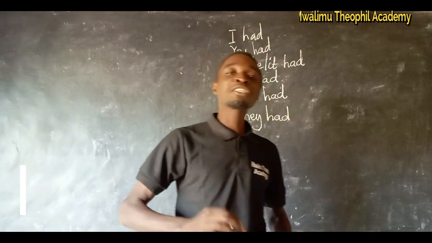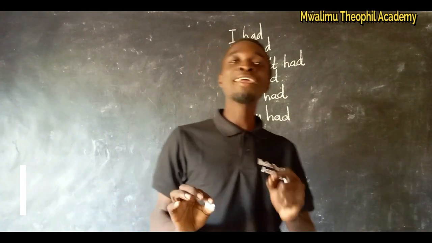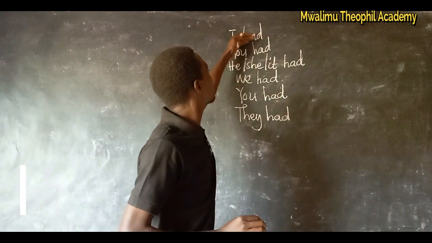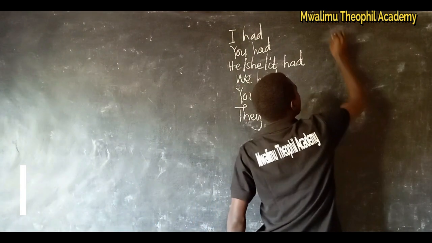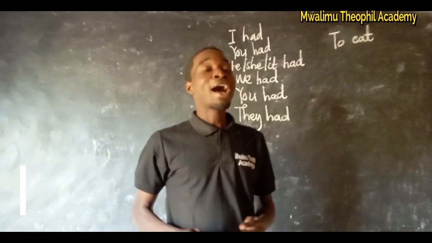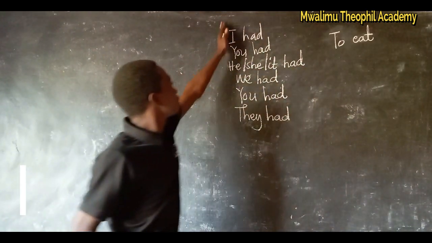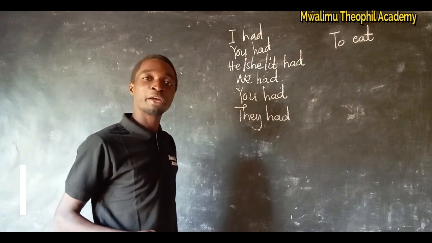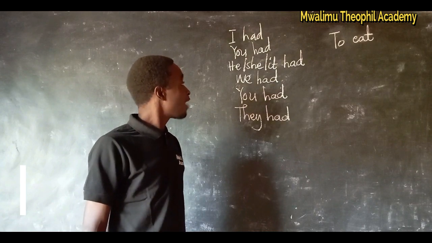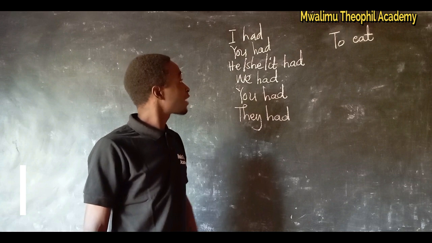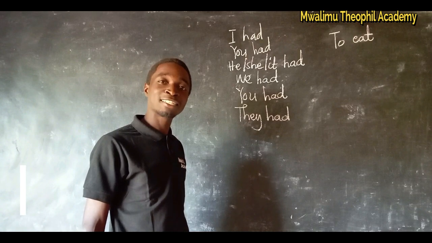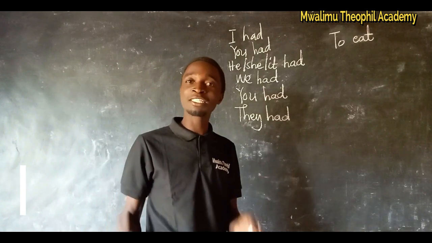After there, what follows is the main verb in past participle. Now, the main verb which I am going to use here is the verb to eat. So, I am going to conjugate the verb to eat into these various pronouns so as to get a full sentence which is in past perfect tense. Now, as I've told you before, after the helping verb had, the main verb should be in past participle.